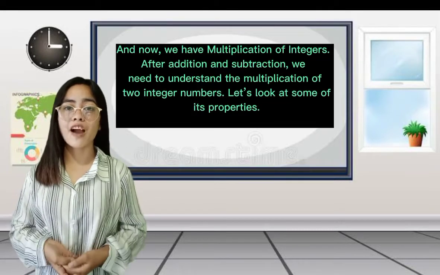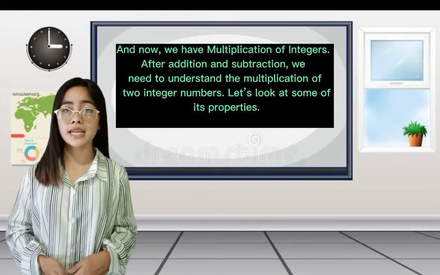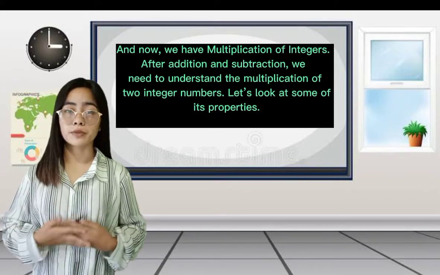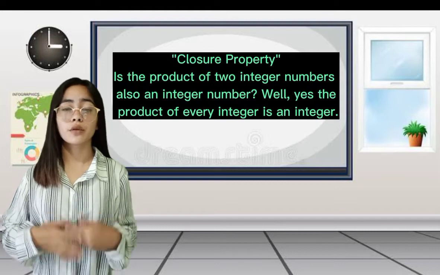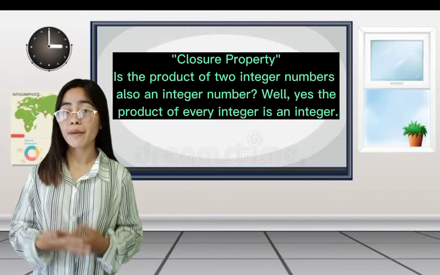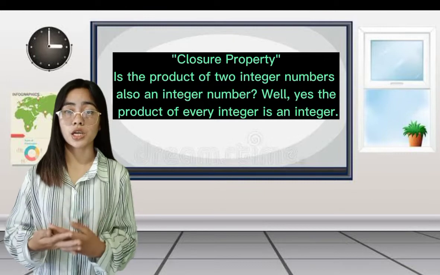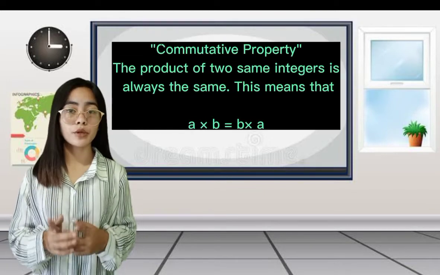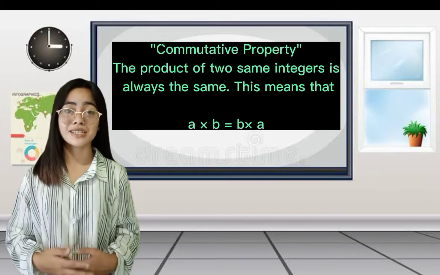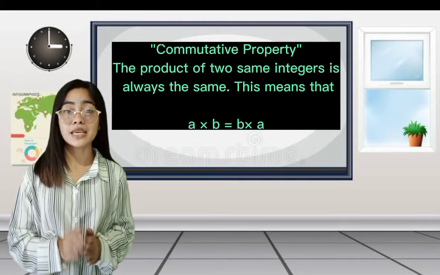And now we have multiplication of integers. After addition and subtraction, we need to understand the multiplication of two integer numbers. Let's look at some of its properties. The first property is the closure property. Is the product of two integer numbers also an integer number? Well, yes. The product of every integer is an integer. The second property is the commutative property of multiplication. The product of two integers is always the same. This means that a times b equals b times a.